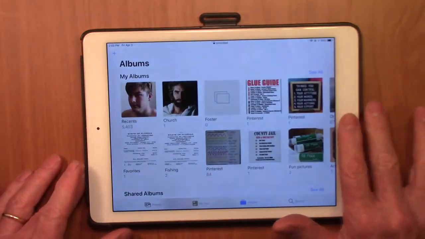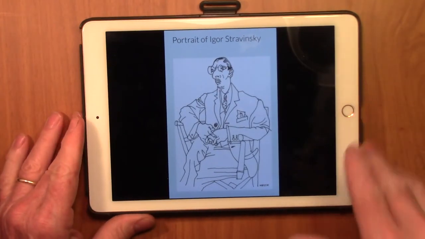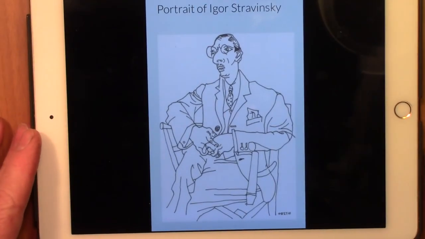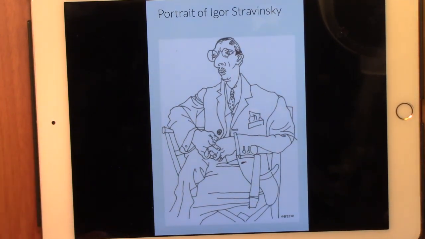Now, there is an artist, let me show you here real quick, one of my favorite artists. Oops, let's see if we can get to this one right there. This is a portrait of Igor Stravinsky. He is a famous composer, and Pablo Picasso did this picture of him.